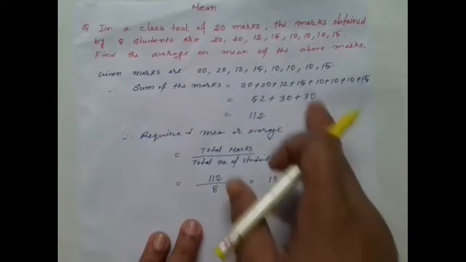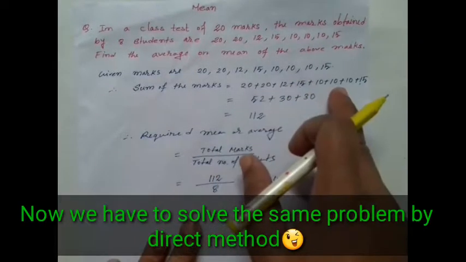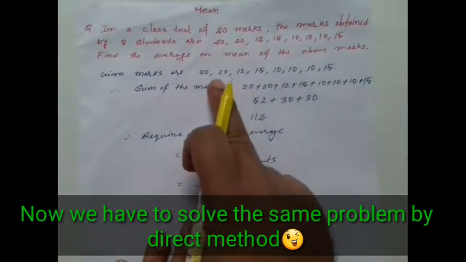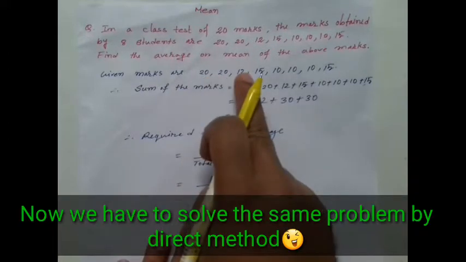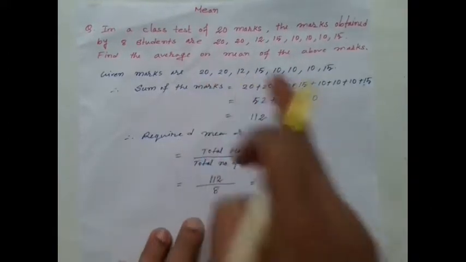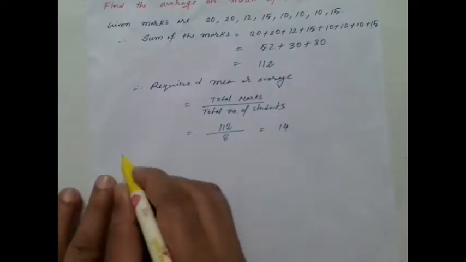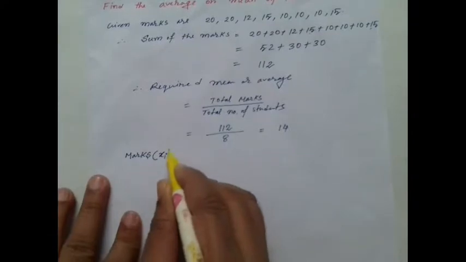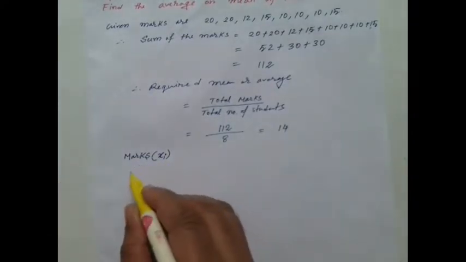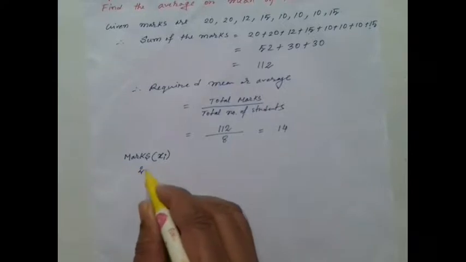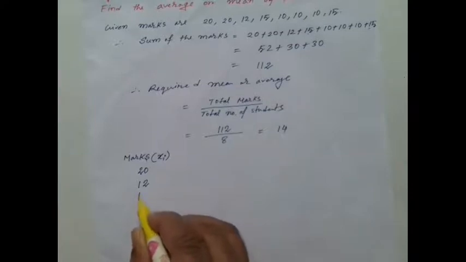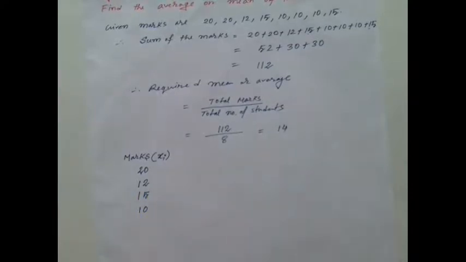Now we have to do the same thing, but we add this data in a different way. Let's see what we have to do. At first observe how many different data are there. Different marks are 20, 12, 15 and 10. 4 different values are there. Marks we can denote by one variable, xi. We can write the marks in any order: 20, then 12, then 15 and then 10. We can write in ascending or descending order also.